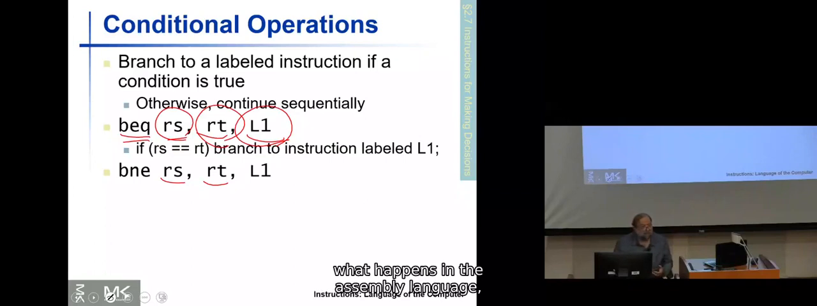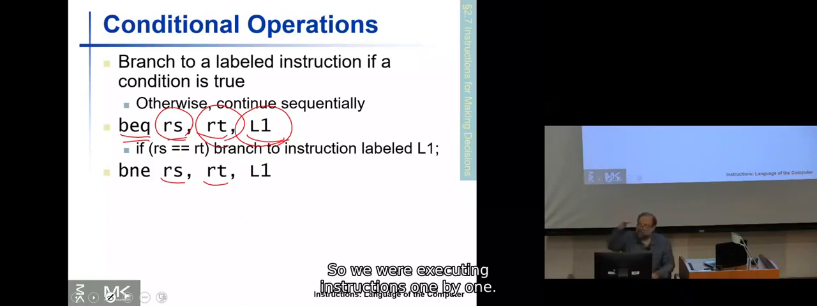In assembly language, we don't have else. We just have a condition. If the condition is true, which we call taken, a taken branch, then it goes to that location. Otherwise, it follows the regular path of the program, which is the next instruction.